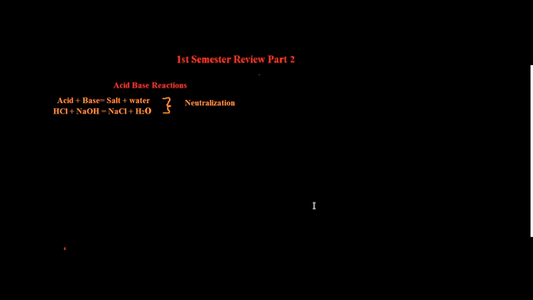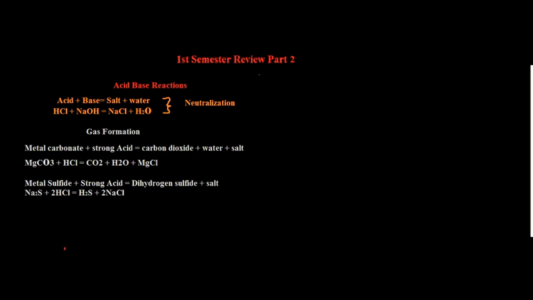So let's just write that down. If you have a metal carbonate or metal bicarbonate, it works the same, plus a strong acid, it forms carbon dioxide, water, and a salt. An example is magnesium carbonate plus hydrochloric acid, because magnesium is a metal, and carbonate, of course. Magnesium carbonate plus hydrochloric acid forms carbon dioxide, water, and MgCl2, magnesium chloride.